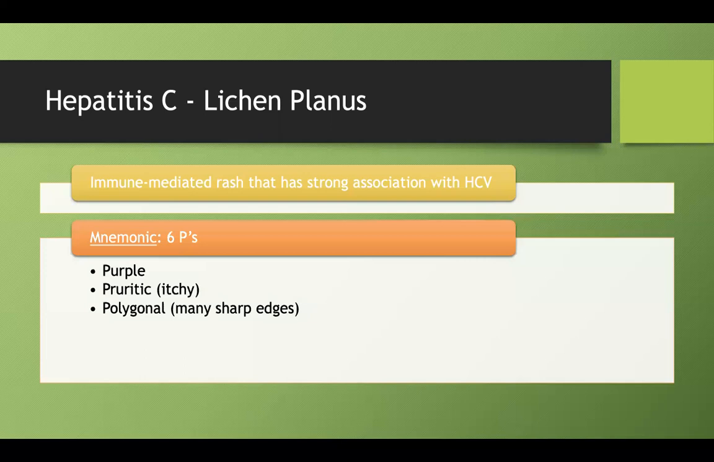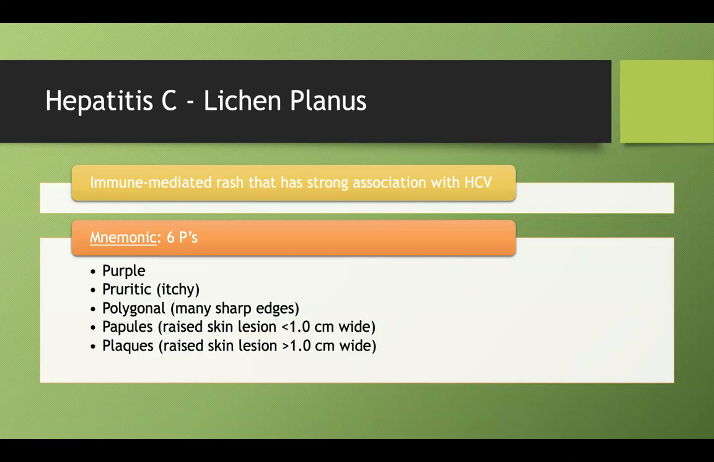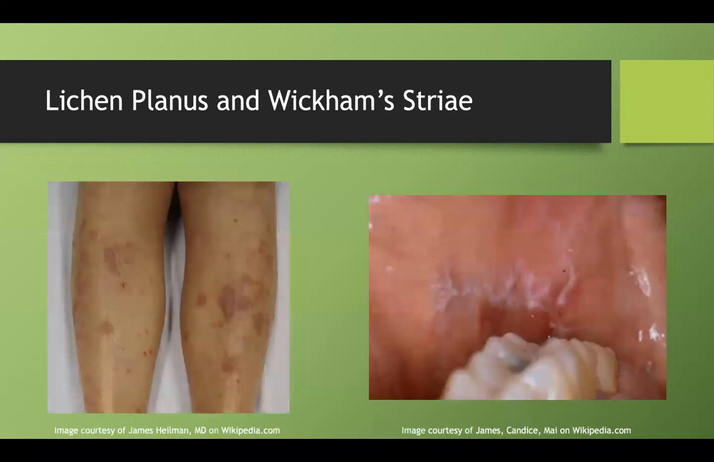It'll be polygonal, which has many sharp edges. I think of the Pokemon Polygon. And you can either have, I'm going to put both of these up, papules, plaques, or both. A papule is a raised lesion that's less than a centimeter, and a plaque is a raised lesion greater than a centimeter. So you're going to have some sort of raised lesion. And either of those raised lesions will be planar, which means that if you get to the top of that skin lesion, it'll be flat.